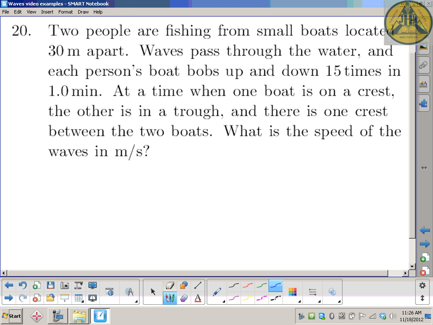Waves pass through the water. Each person's boat bobs up and down 15 times in 1 minute. At a time when one boat is on a crest, the other is in a trough. There is one crest between the two boats. What is the speed of the waves?